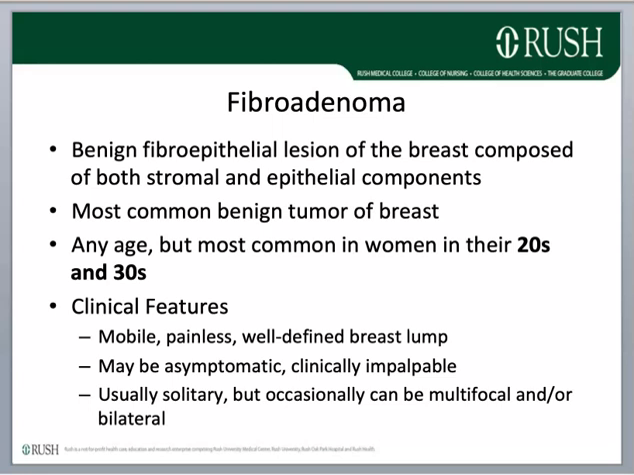Fibroadenoma is the most common benign tumor of the breast and presents as a mobile, painless, well-defined breast lump, particularly in women in their 20s and 30s, although they can be found in women of any age. Fibroadenomas are usually solitary, but in some patients can be bilateral, or even multiple lesions can be seen.